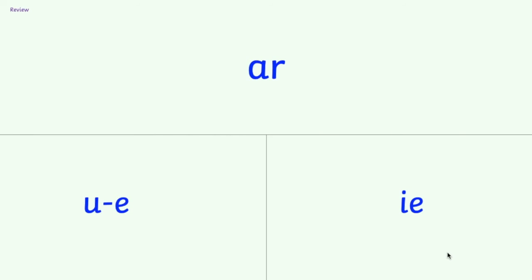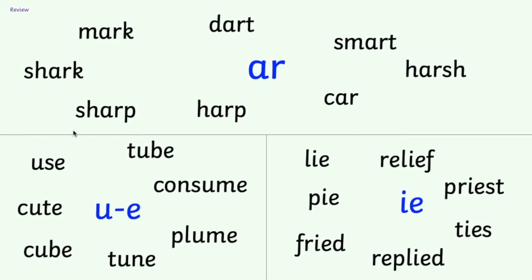Great, hopefully you've come up with some words for each of those sounds. As usual, I'll have some different ones to you, but let's have a talk through some of the words you could have found. So for the AR, I had shark, sharp, mark, harp, dart, car, smart and harsh. For the UE split digraph, I had use, cute, cube, tune, plume, consume and tube. And for the IE digraph, I had relief and priest, where it was making the E sound. And for the I sound, I had lie, pie, fried, replied, and ties.